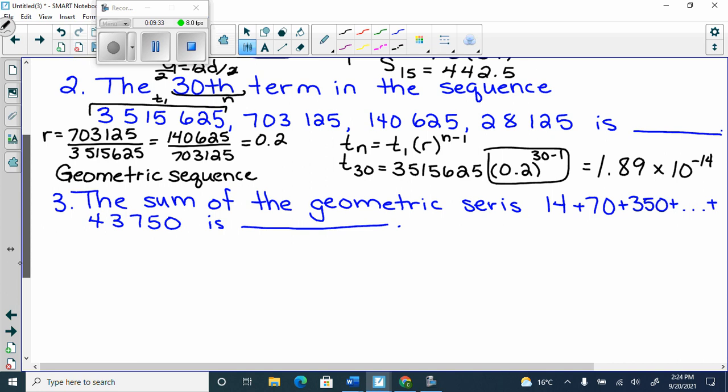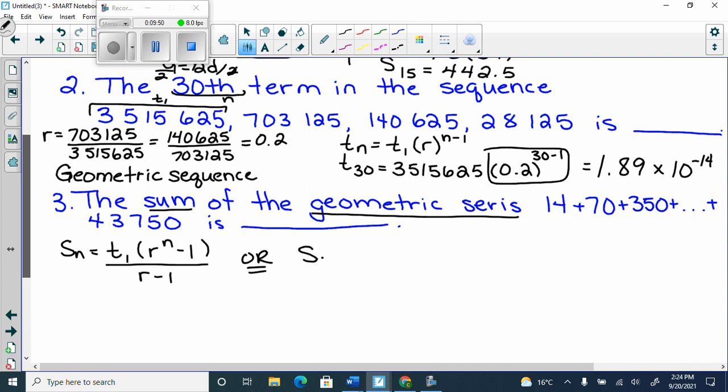Yeah. So here it says the sum of the geometric series. So I was nice. Boom, sum, geometric series. So I know I have two options. I have Sn equals T1 R to the n minus 1 over R minus 1. Or Sn equals R Tn minus T1 over R minus 1. And I will make the executive decision once I figure out what I'm given.